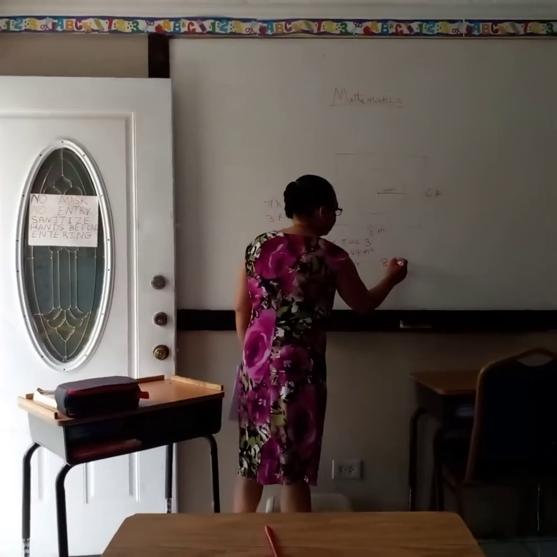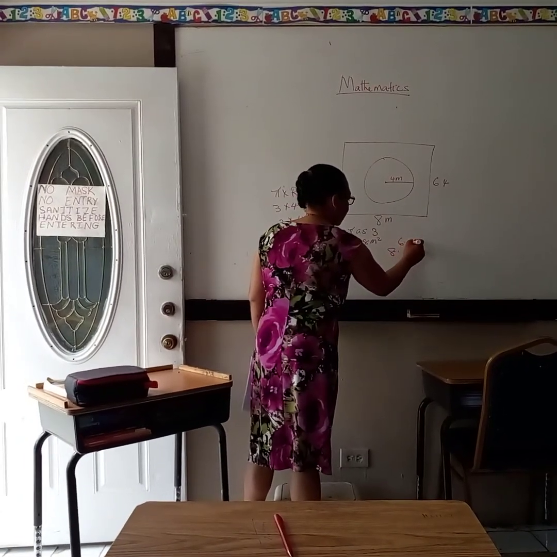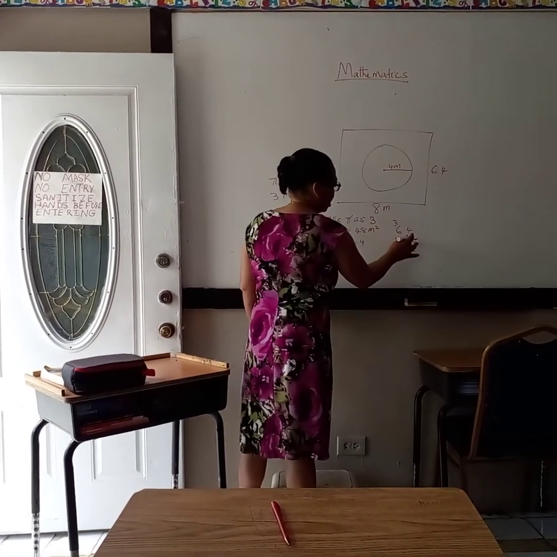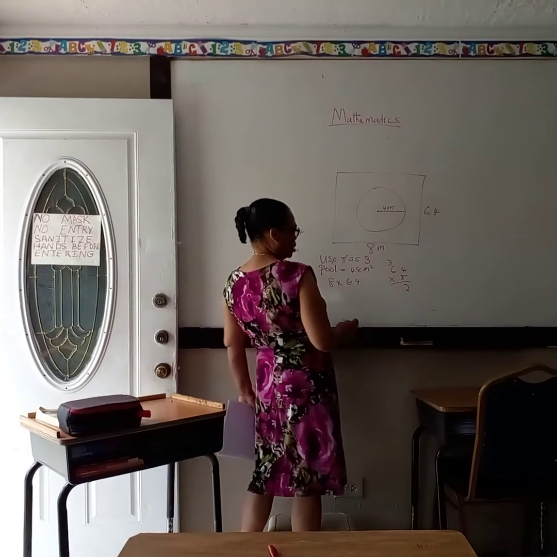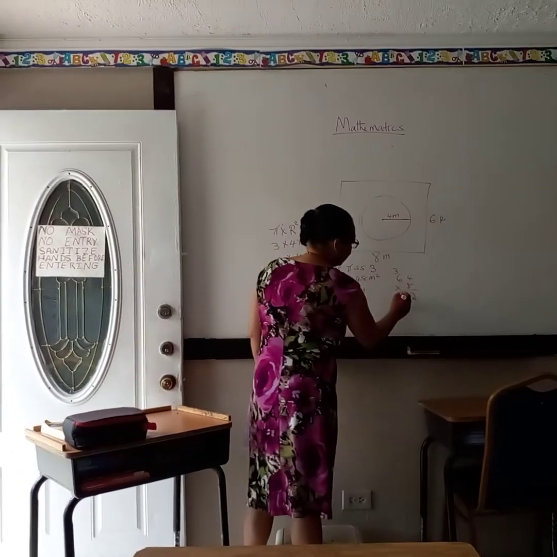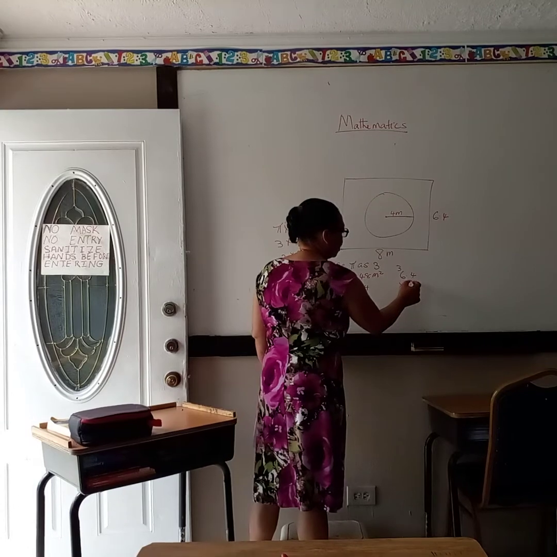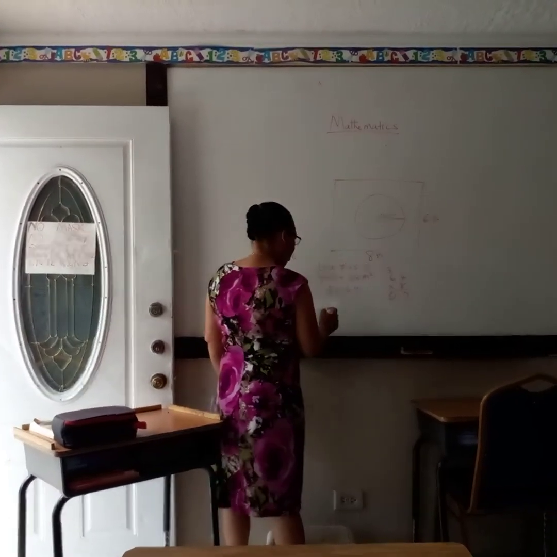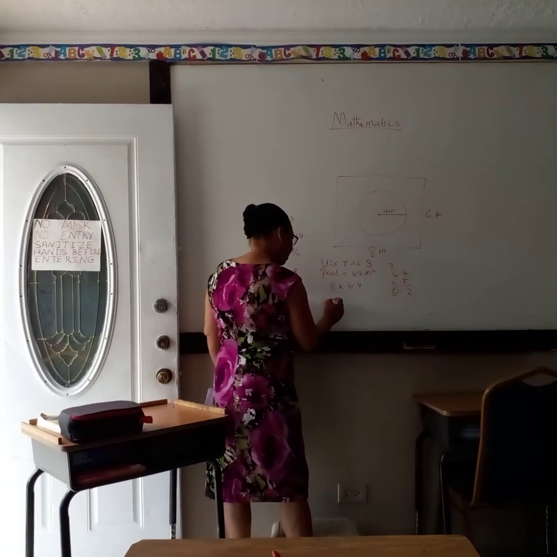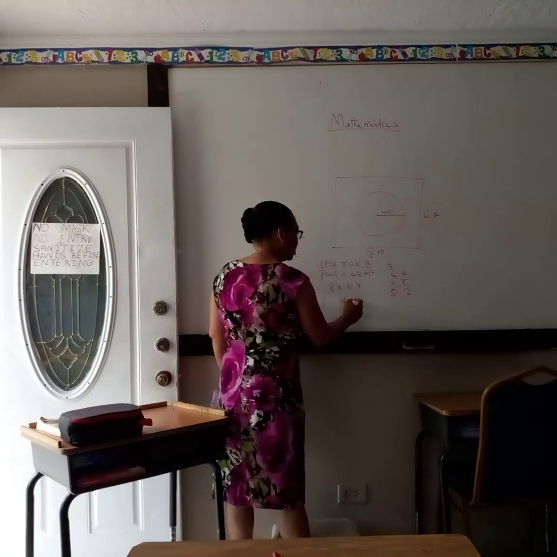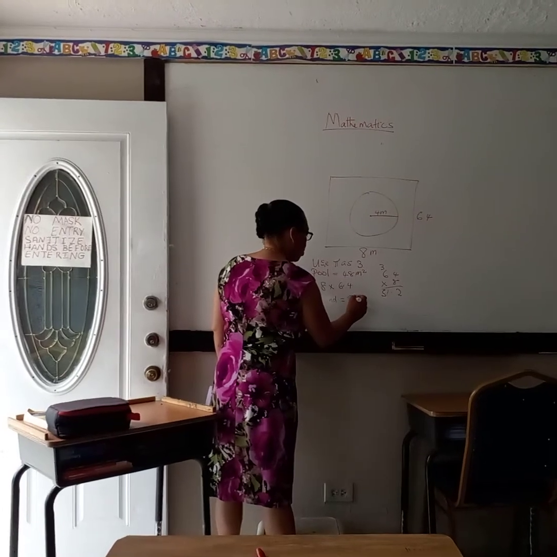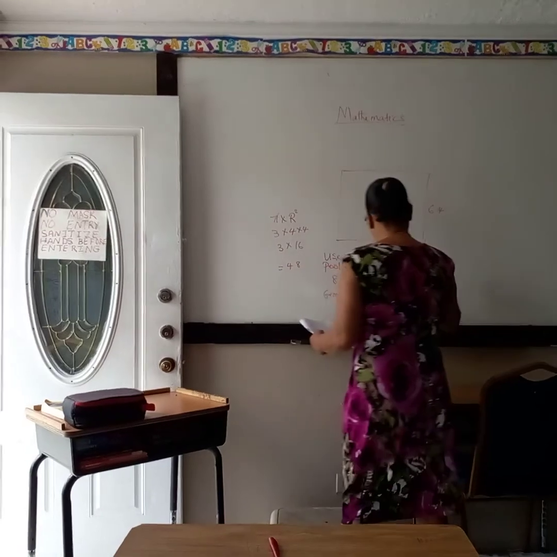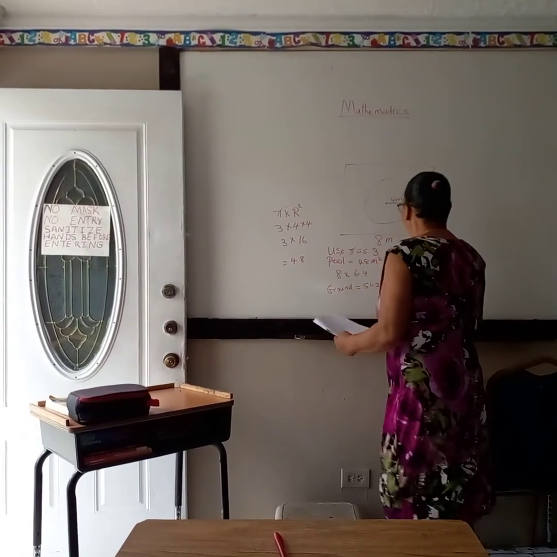Now the area of the ground is going to be 8 times 6.4. Let's do that. 8 times 4 is 32. 2 carry 3. 8 times 6 is 48, and 3 is 51. So the area of the ground is 51.2 meters square.